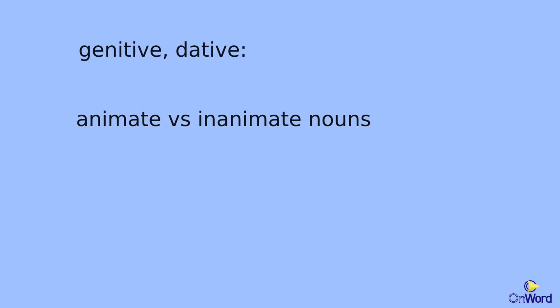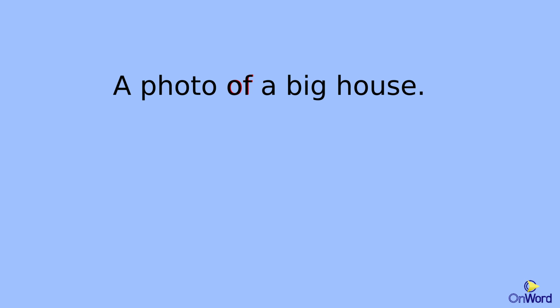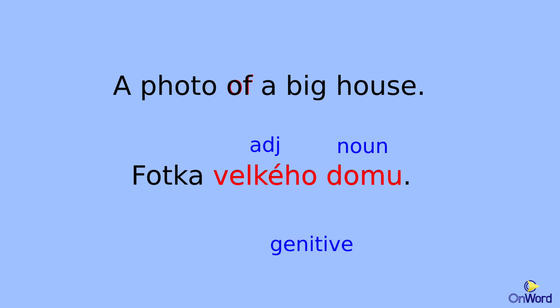The genitive and dative are a bit easier than nominative and accusative. We don't have to care about inanimate or animate masculine forms, and as you'll see, plural forms do not distinguish between genders. The genitive is typically used in a similar way as English "of", like in a sentence, a photo of a big house. Fotka velkého domu.